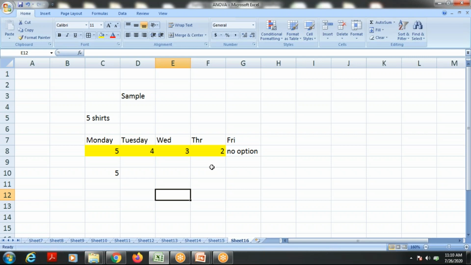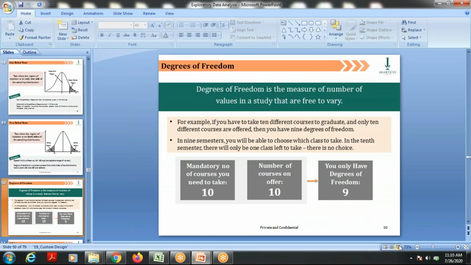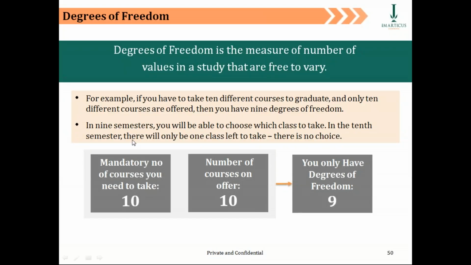Is that clear? You can think. So look here, it's saying the mandatory number of courses you need to take, or the number of courses on offer. So you have only degree of freedom 9. If there are 10 courses which are mandatory, it is going to be 9 degrees of freedom. The way in the 5 shirts we just saw that we have only 4 degrees of freedom.